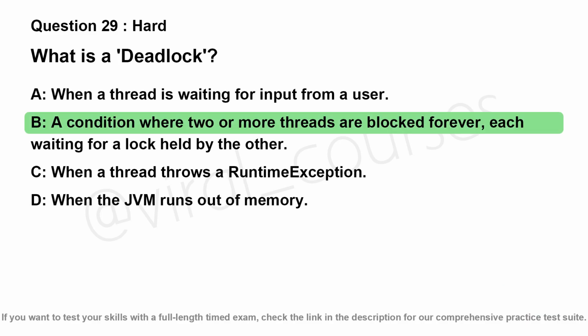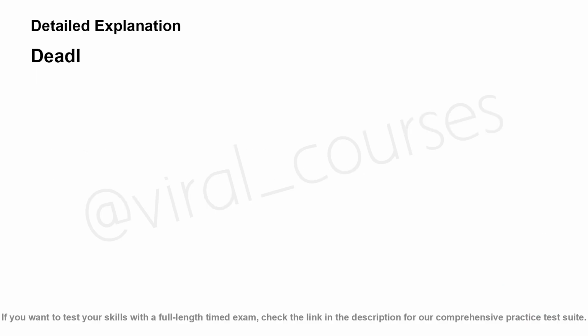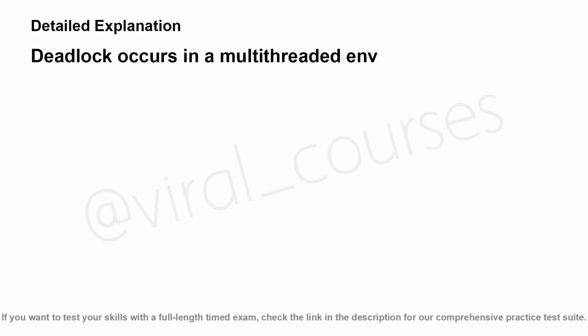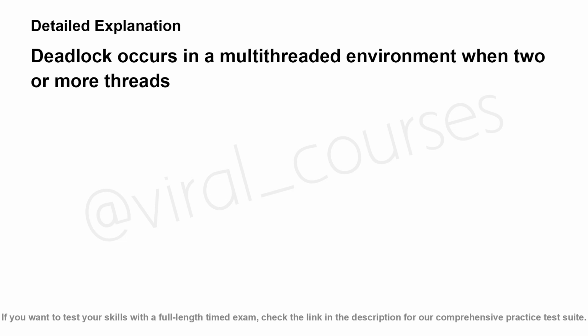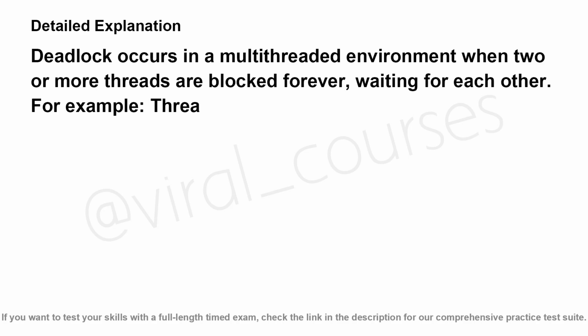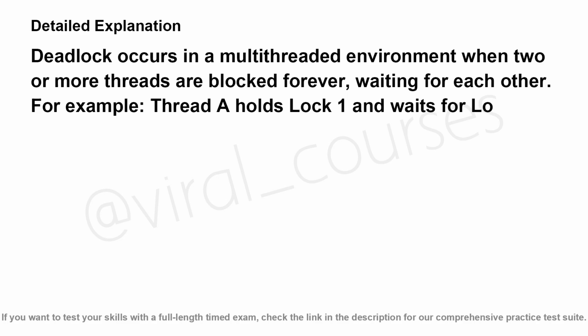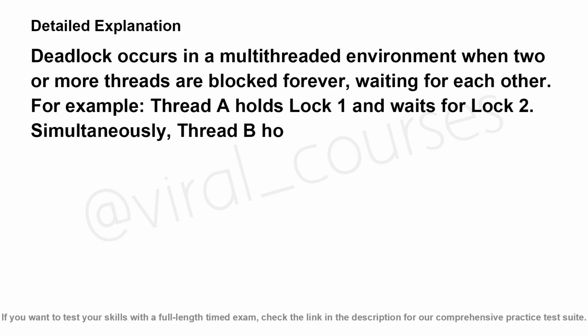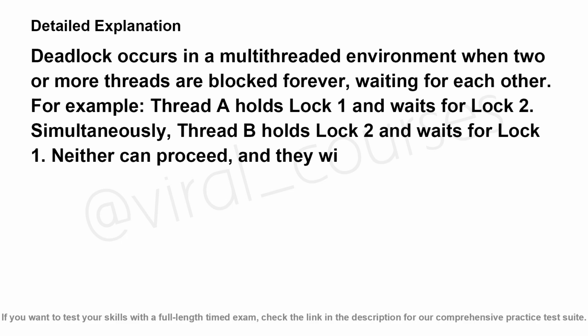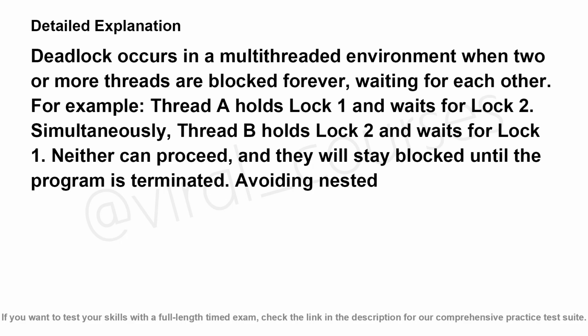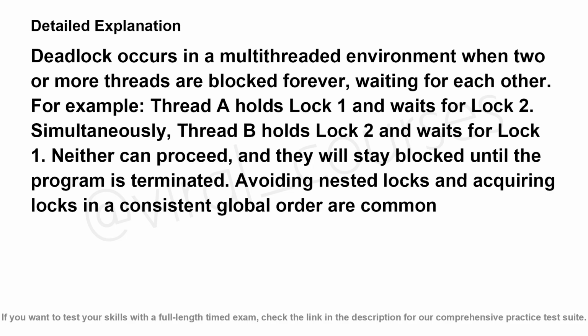The correct answer is B. Deadlock occurs in a multi-threaded environment when two or more threads are blocked forever, waiting for each other. For example, thread A holds lock 1 and waits for lock 2. Simultaneously, thread B holds lock 2 and waits for lock 1. Neither can proceed, and they will stay blocked until the program is terminated. Avoiding nested locks and acquiring locks in a consistent global order are common ways to prevent deadlock.